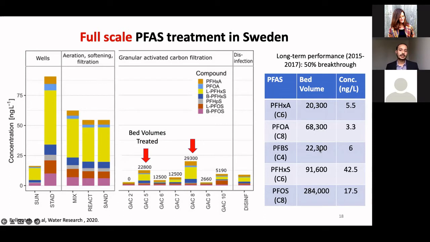The same trend was also observed for the sulfonic acids like PFBS, PFHxS, and PFOS, where PFOS showed the highest bed volume treated before the breakthrough occurred, whereas PFBS showed the shortest bed volume for the breakthrough. Interestingly, if you compare the sulfonic acid versus the carboxylic acid group, the sulfonic acid PFAS were retained much better in the granular activated carbon, which confirmed the previous studies that also evaluated and found the same result for these compounds.